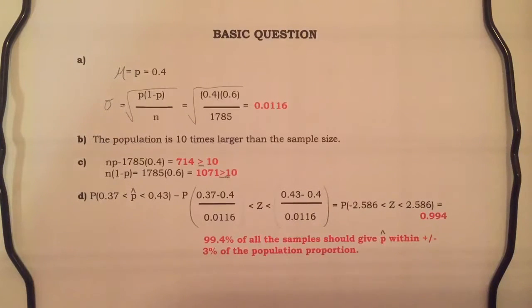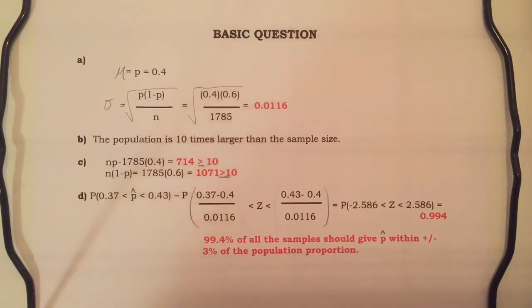Part B is asking, explain why you can use the formula for the standard deviation of P hat in this setting. And this is rule of thumb number 1. Rule of thumb number 1 is the population must be 10 times larger than the sample size.